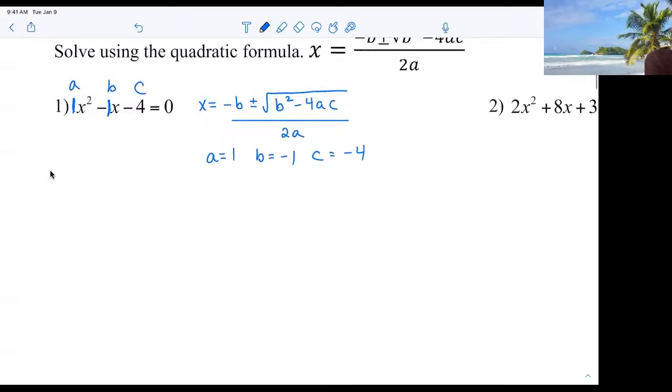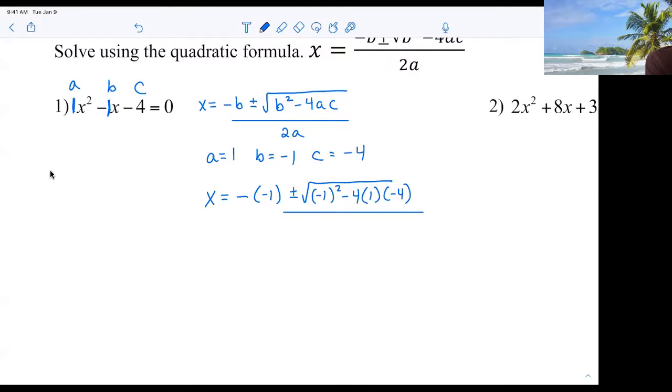So here we go. If I plug 1 in, and -1 and -4, make sure you put them in the proper spots. So I say x equals, I'm going to write negative just for you, and then I'm going to say -1 plus or minus -1 squared minus 4 times a times c all over 2 times 1. That's just plugging numbers into the formula.